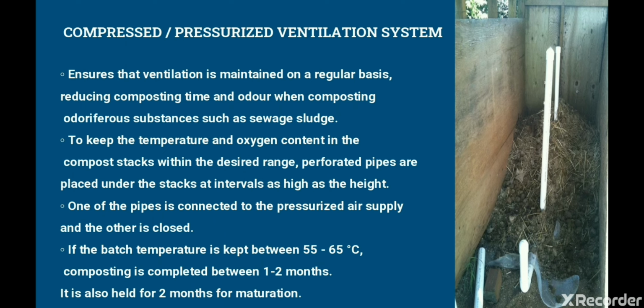To keep the temperature and oxygen content in the compost stacks within the desired range, perforated pipes are placed under the stacks at intervals as high as the height. One of the pipes is connected to the pressurized air supply and the other is closed. If the batch temperature is kept between 55 to 65 degrees Celsius, composting is completed in 1 to 2 months. It is also held for 2 months for maturation.